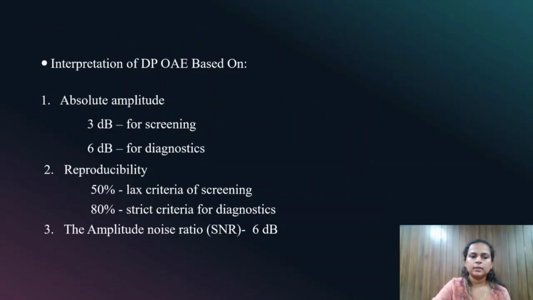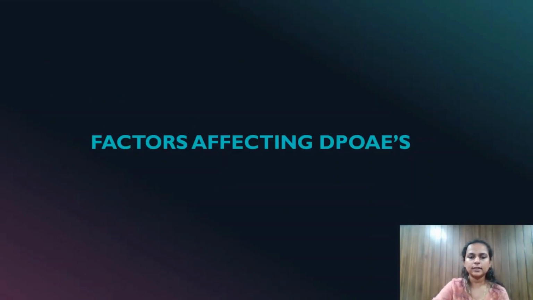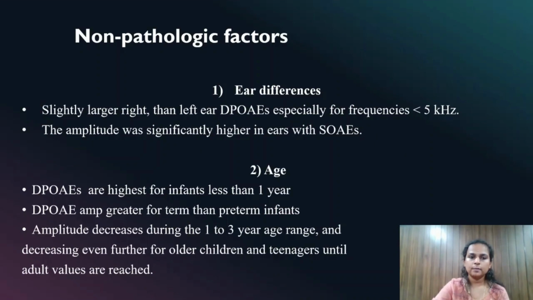Interpretation of DPOAE is based on absolute amplitude, that is 3 dB for screening and 6 dB for diagnostics. Reproducibility is a 50% lax criterion for screening and an 80% strict criterion for diagnostics, and the signal to noise ratio is 6 dB. The factors affecting DPOAEs, under non-pathological factors: ear differences, with slightly larger DPOAEs in the right than left ear, especially for frequencies less than 5 kHz, and the amplitude was significantly higher in ears with SOAEs.